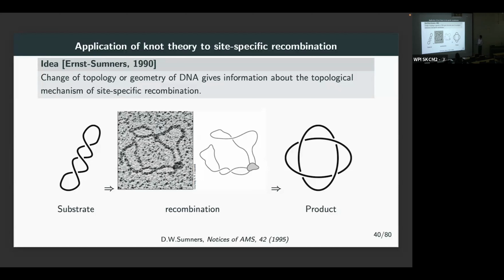After the recombination, as in this picture, you have a different topology. And Ernst Sumners used the information of this topology, the topology of the substrate, which is DNA before the recombination, and the topology of the product, which is DNA after the recombination. They will give the information of how the recombination acts on the DNA. So we would like to draw a picture of what is happening inside this black box. This is the part where the enzyme acts.